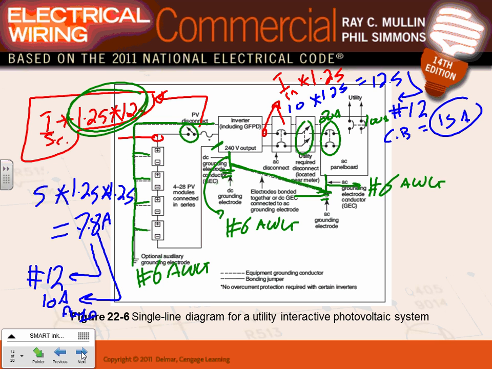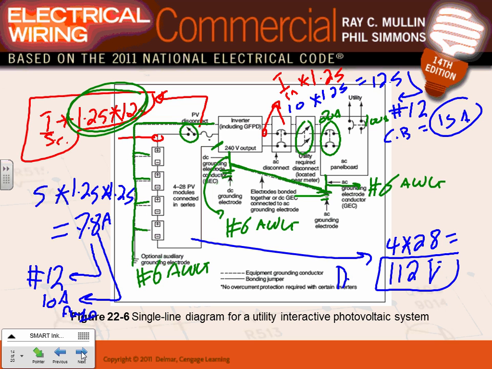There's one little thing. I think these are 24. Yeah. Let me just do the math on that. If you guys look at these modules, I have 4 at 28. Can you take 4 multiplied by 28? Give me what's the voltage on this system? 4 times 28. How much? 112. 112 volts. Okay, so this is DC voltage.